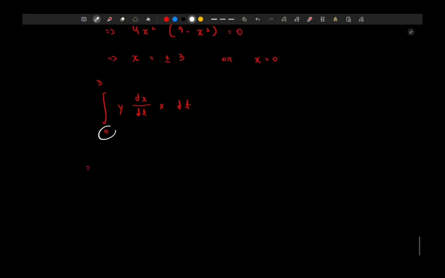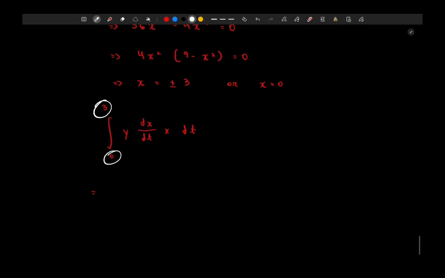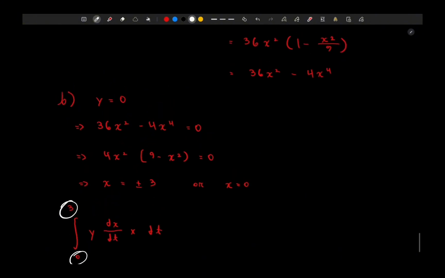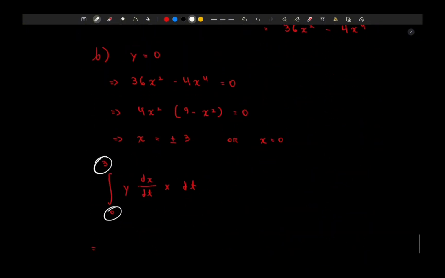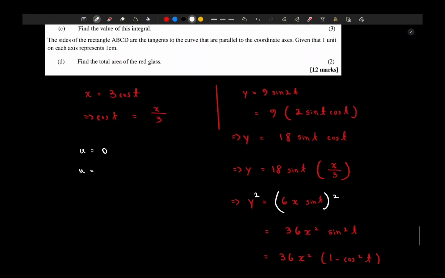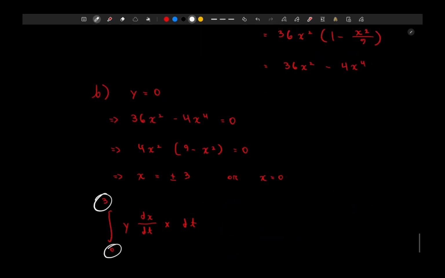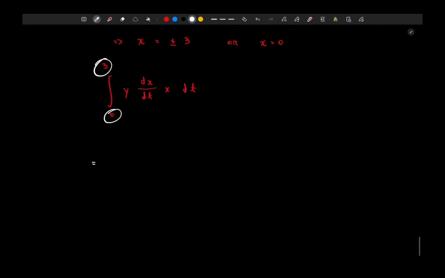Now these are the values of x. Since there's a dt in this equation, we need to write these values of x in terms of u. So when x is 3, the value of u is 0, and when x is 0, the value of u is pi over 2. So we can write this as integrate pi over 2 and 0.